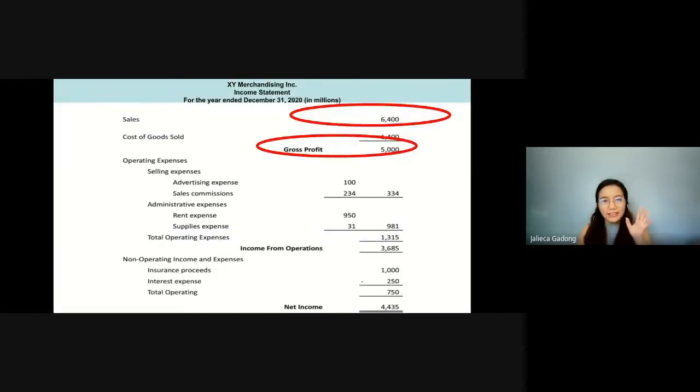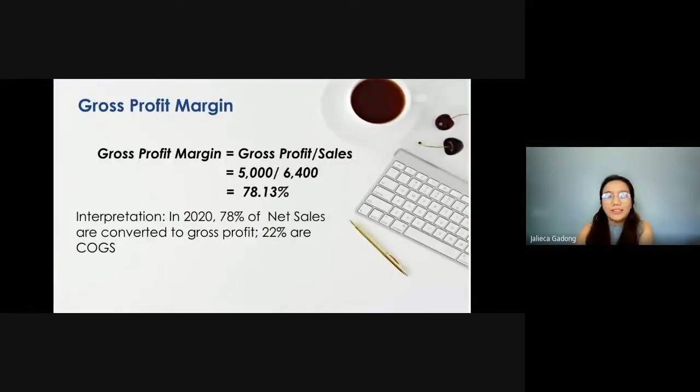So let's go back one more time to the income statement that I used as an example a while ago. So we have here the sales and we have here the gross profit values encircled because these are basically the items that we have to use in the formula. So substituting the values in the formula, we get 78.13%. How do we interpret this? It means that 78% of the net sales are actually converted to gross profit and 22% are cost of goods sold.